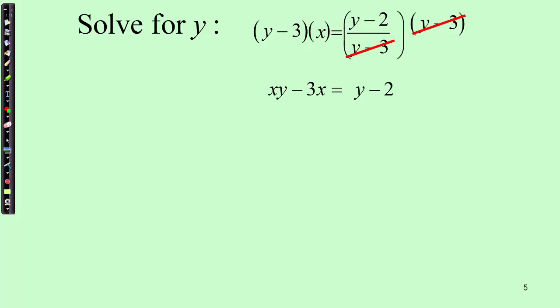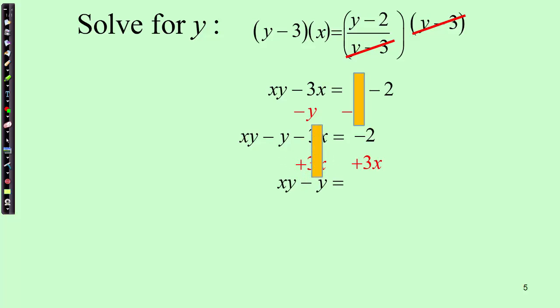Now we're trying to solve for the y, so we need to get the y's together on the same side. So if we move the y term to the other side, and move the 3x to the right, on the left hand side we have two terms that each have a y in them. We need to factor out the y.